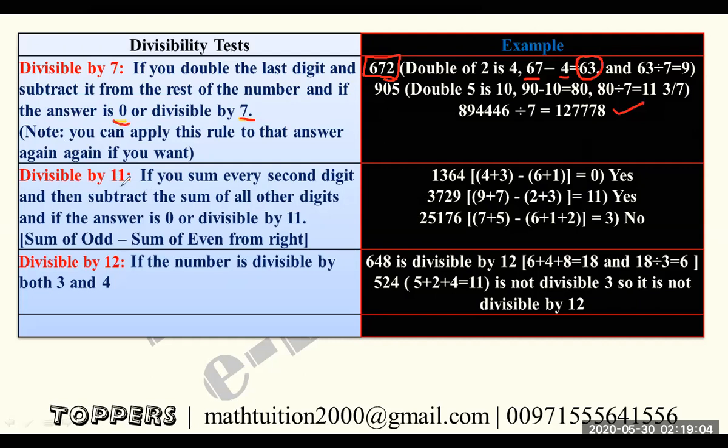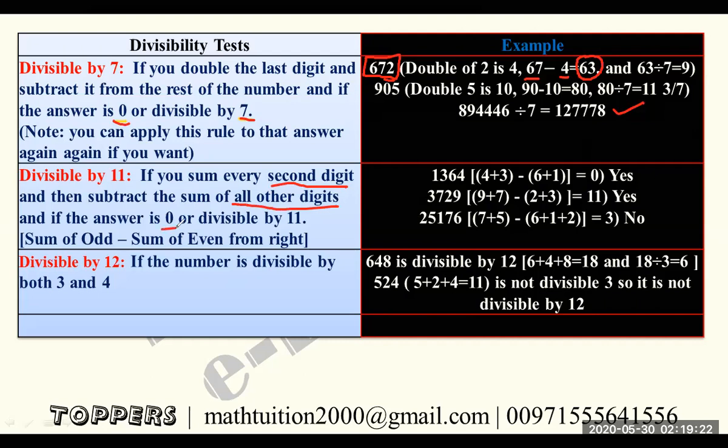Now, divisibility by 11. If you sum every second digit, then subtract the sum of all other digits.